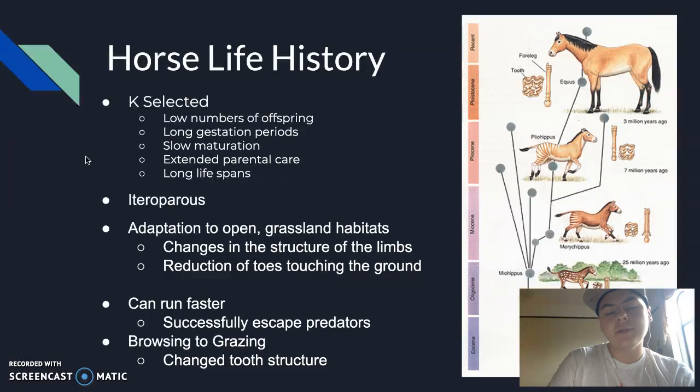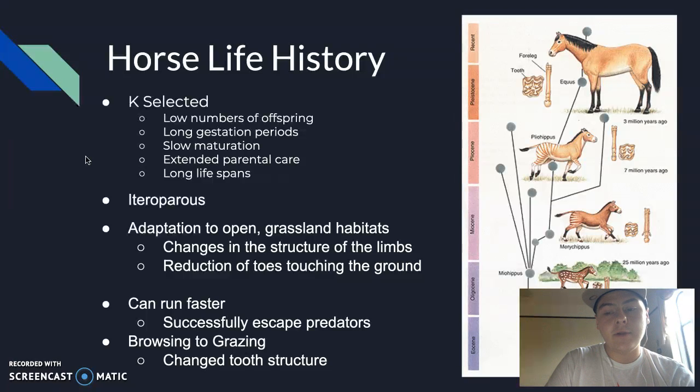But then we start to understand how a horse became a horse. It's hypothesized that they're derived from a dog. They have a lot of similar structures, but they had to begin to adapt to open grassland habitats. And this is what started to change the structure of their limbs, specifically the reduction of their toes touching the ground, from a paw to a hoof. And this helped them not only run faster, but also escape predators better.